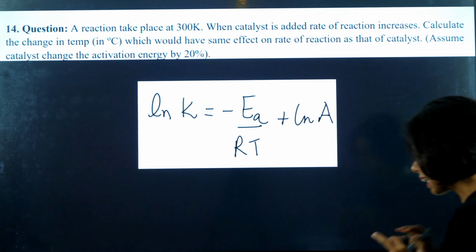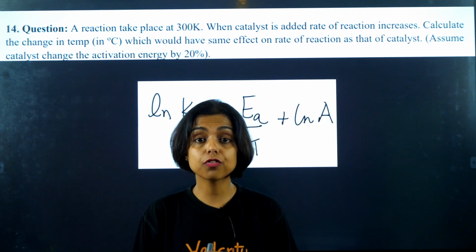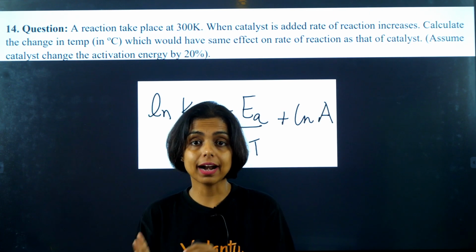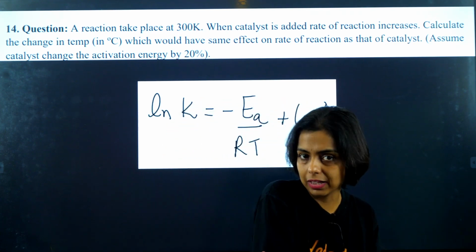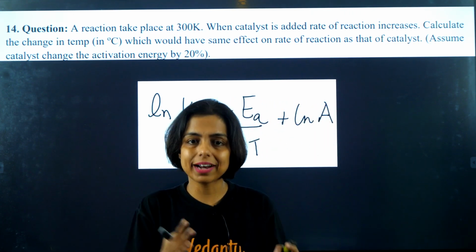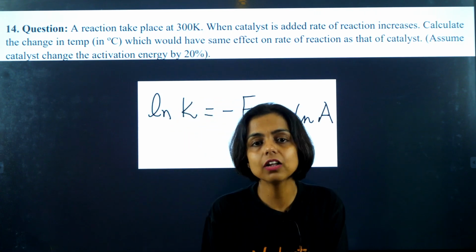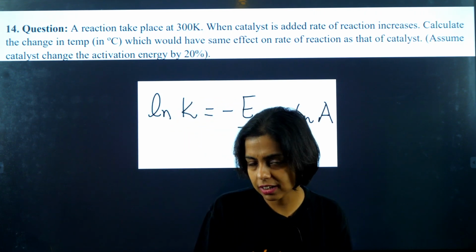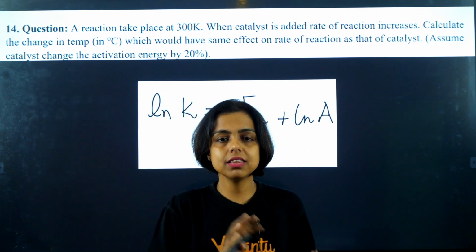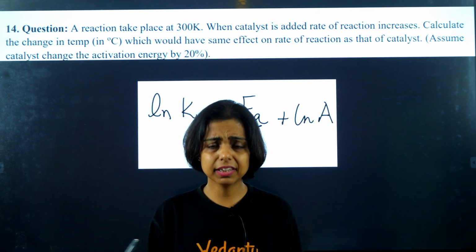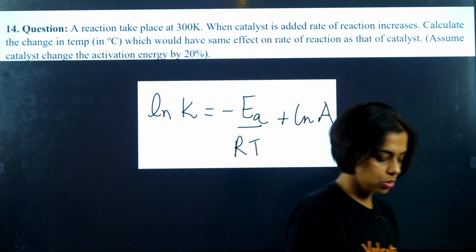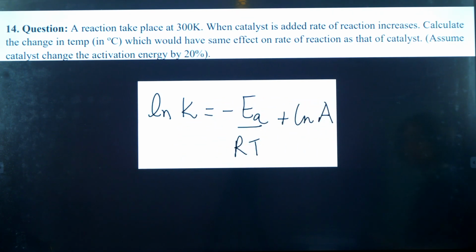Of course, when the catalyst is added, the rate of reaction increases because your catalyst gives an alternative pathway with a lower activation energy. So when you add your catalyst, your activation energy decreases, of course, and that affects your rate constant K value also. So let's see further.